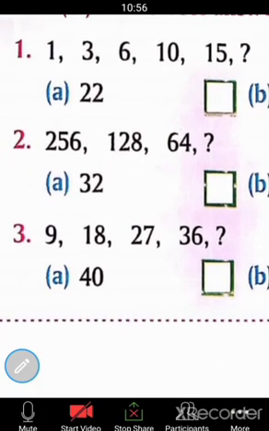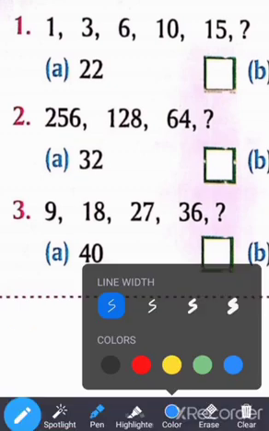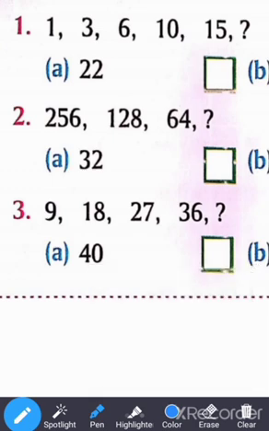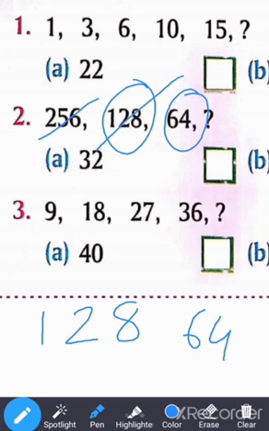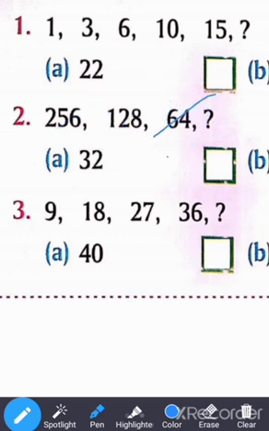See the second pattern. 256, then 128, and this 64. It's a decreasing pattern, but the numbers are decreasing at a very high speed. It means we are using division here, so we have to check by which number we are going to divide. If I divide 256 by 2, 2 ones are 2, 2 twos are 4, and 2 eights are 16, so I'm getting 128. If I divide 128 by 2, 2 sixes are 12, 2 fours are 8, so I'm getting 64. It means I'm dividing by 2 to get the next number. So 64 I'm going to divide by 2, 2 threes are 6, 2 twos are 4, so 32 is the answer.